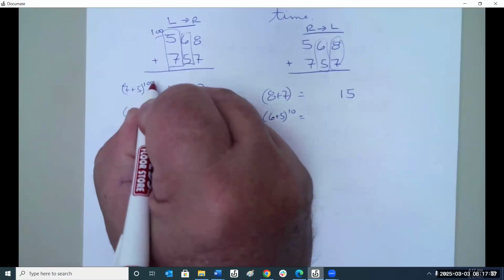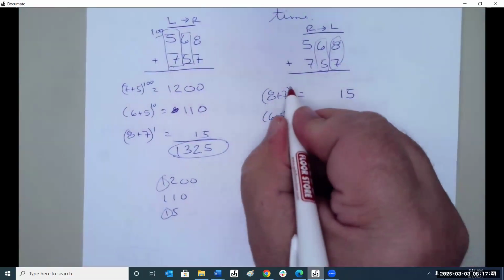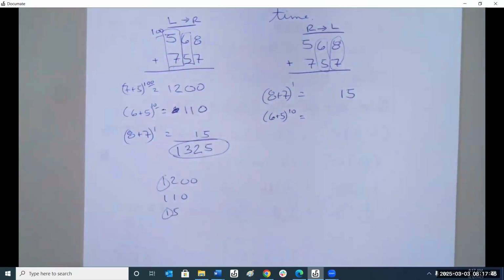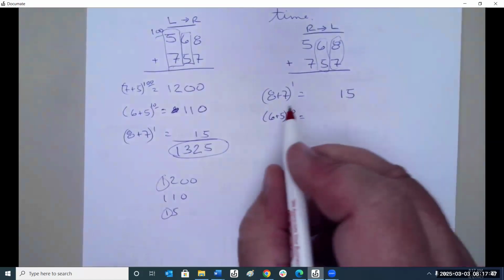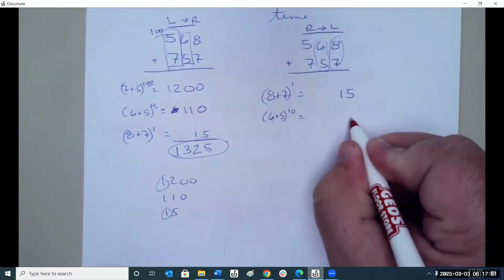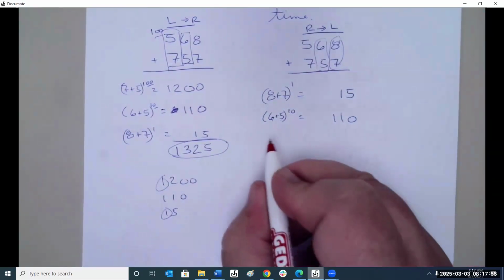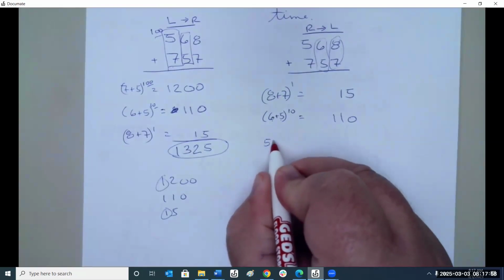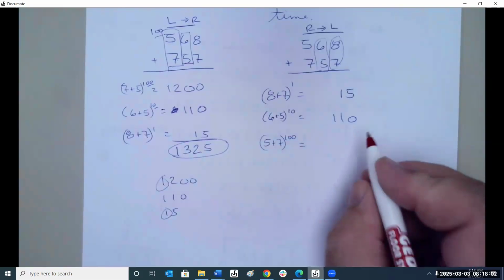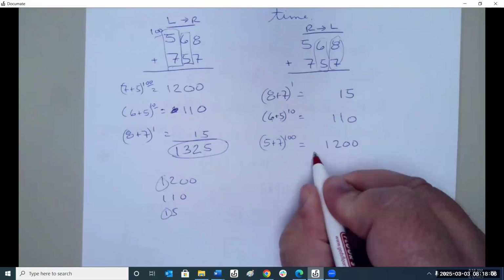This is in the hundreds column. This is in the tens column. This is in the ones column. This tells you how many zeros to put behind it. 6 plus 5 is 11 with 1 zero, so it's 110. Then 5 plus 7, it's in the hundreds column, so it's 12 with 2 zeros.